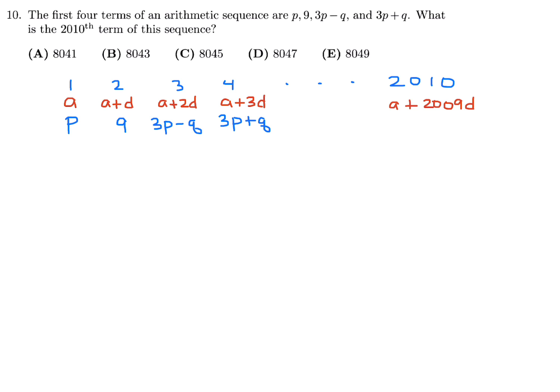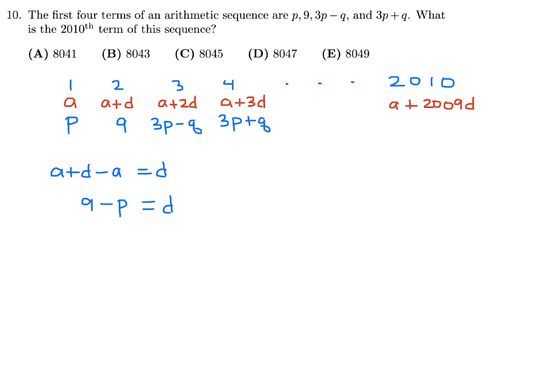First and foremost, in any arithmetic sequence, if you take the second term and subtract from it the first term, you get left with just d. So we're going to do that with the values they've given us in the question. That would basically be that d is equal to 9 minus p.